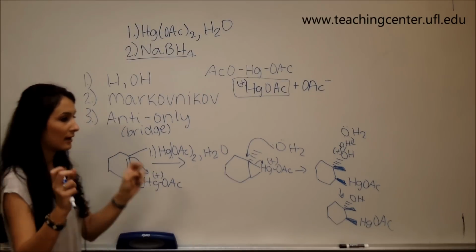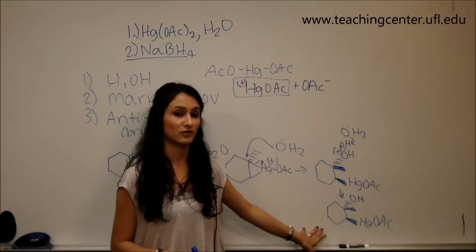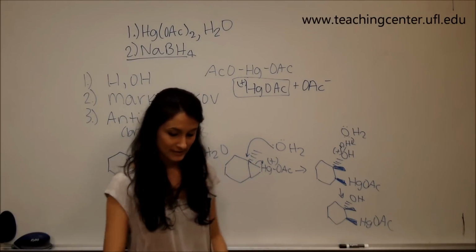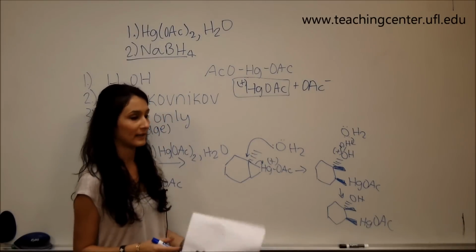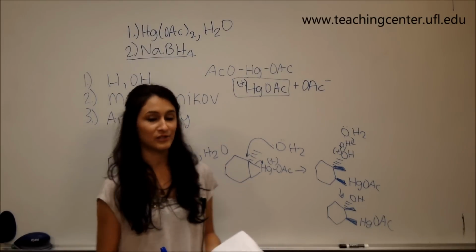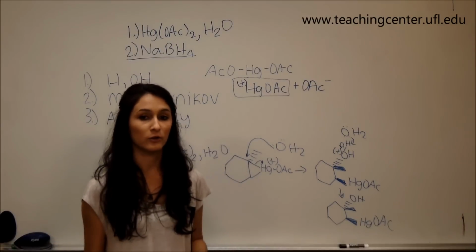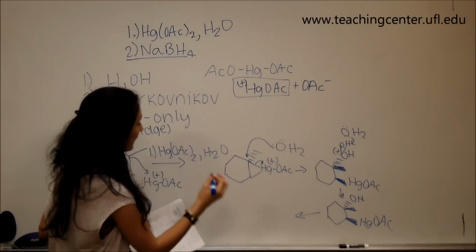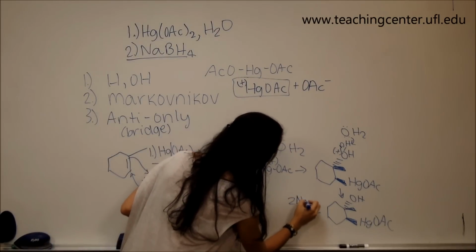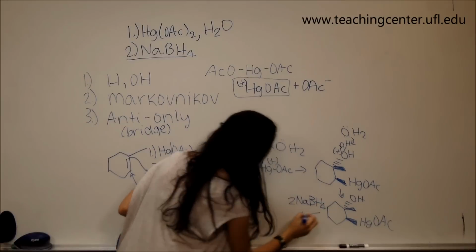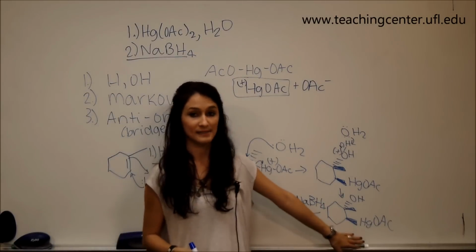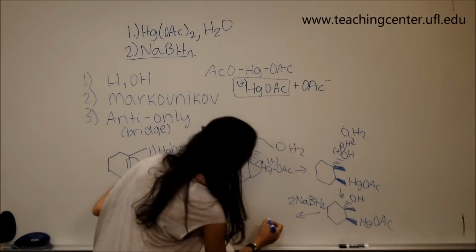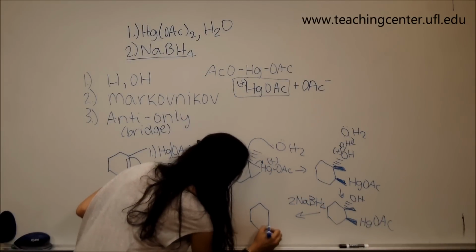And they've added Markovnikov in a sense, because what's really going to happen is that hydrogen is going to replace this HgOAc2 in the reduction step. You don't have to know the mechanism for the reduction step. If any of your professors tell you that you do have to know it, let me know, and I'll go through it with you. But for now, I'm just going to tell you that step 2, which is adding NaBH4, is basically going to keep the stereochemistry the same, but replace this HgOAc2 with a hydrogen.